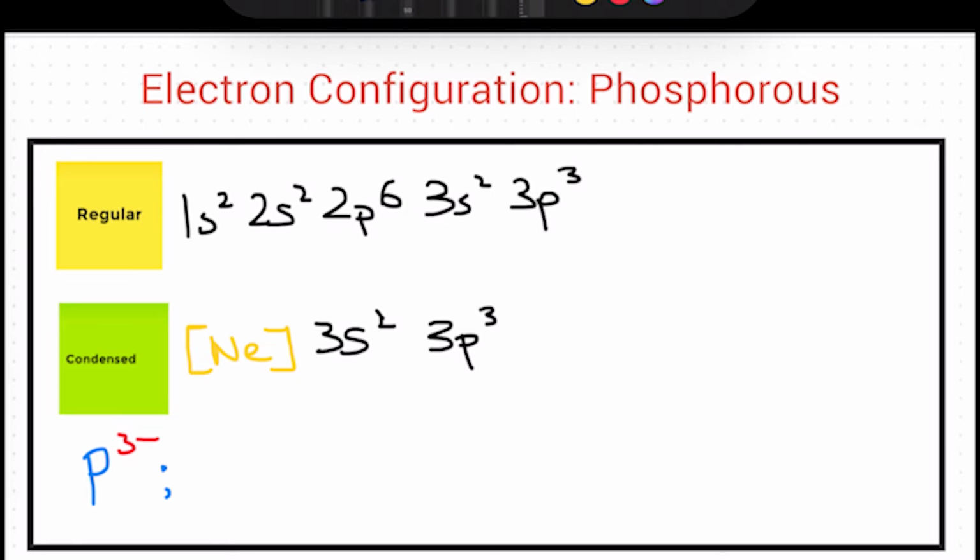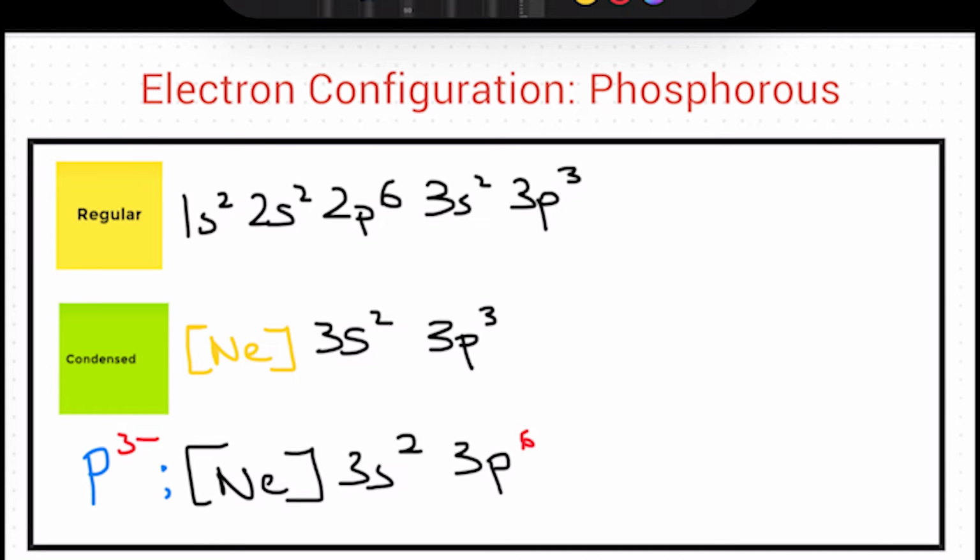Hence, we have to add our ionic charge. Therefore, phosphorus 3 negative will have the electron configuration of [Ne] 3s2 3p6. Now to visualize this, let's put it into our condensed energy level diagram.